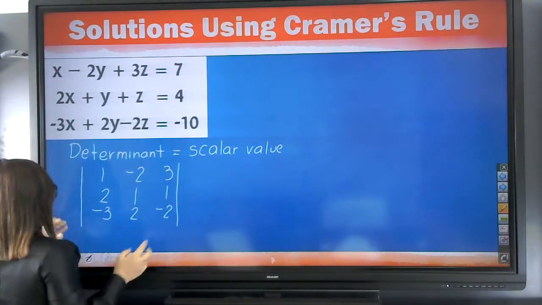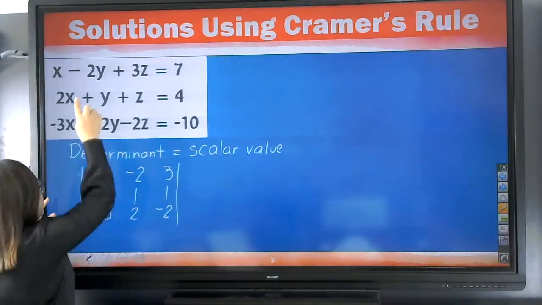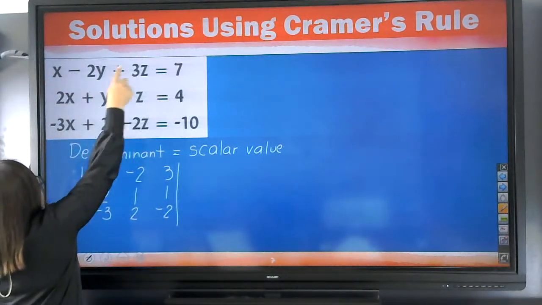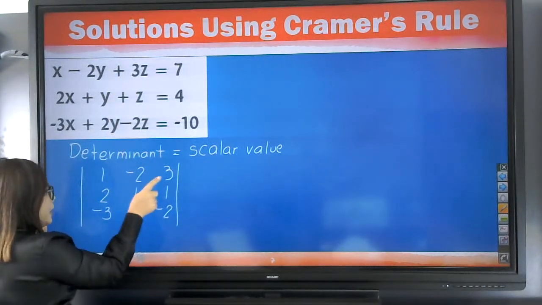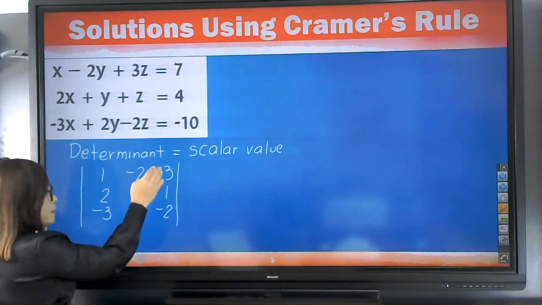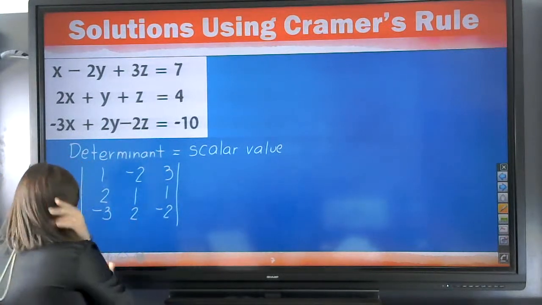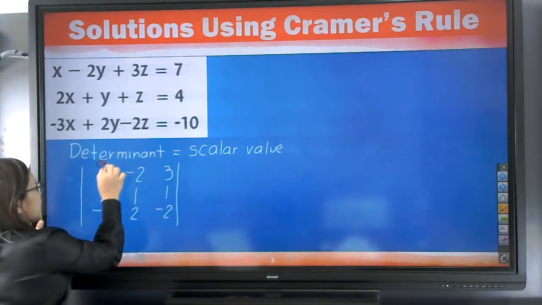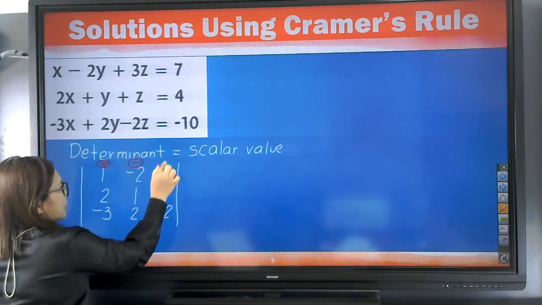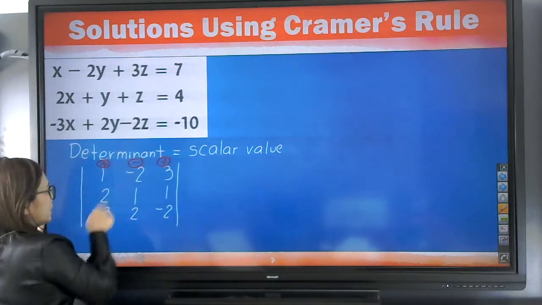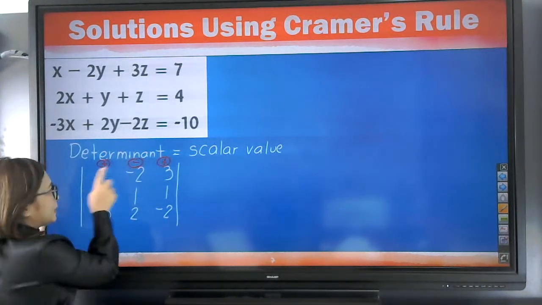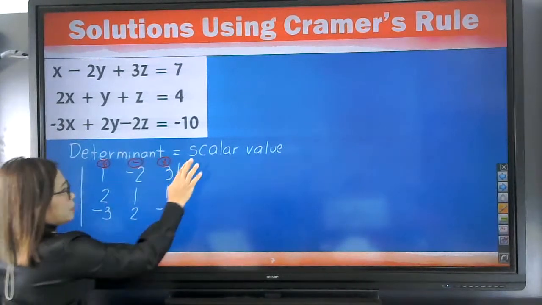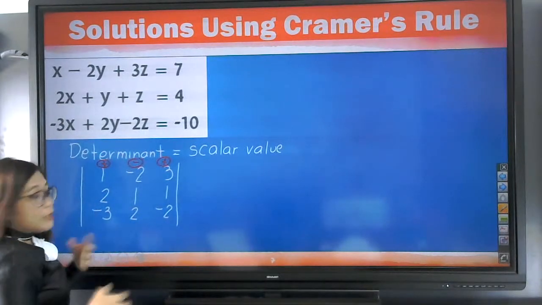We can put lines like this, left and right. So we get only all the numbers, the numerical coefficients of x, y, and z. Again, x, y, and z. That's it. And then you can have here plus, minus, plus. You just put plus, and then minus, plus. It's always this way, plus, minus, plus.